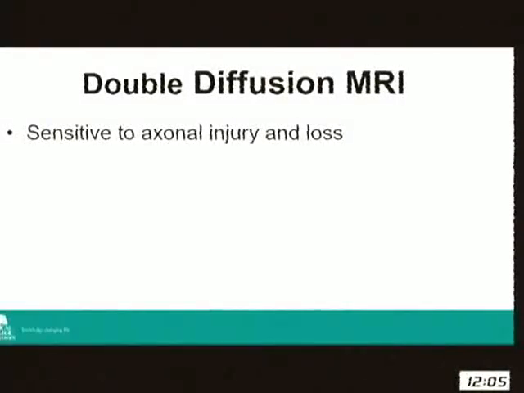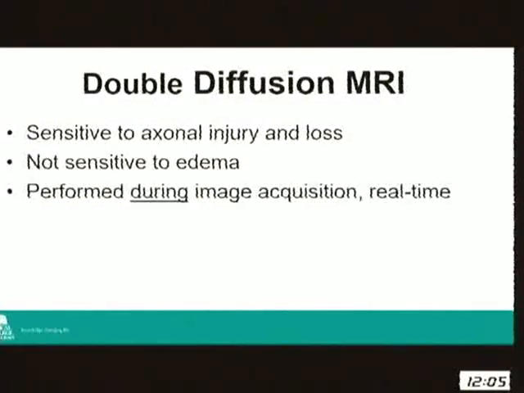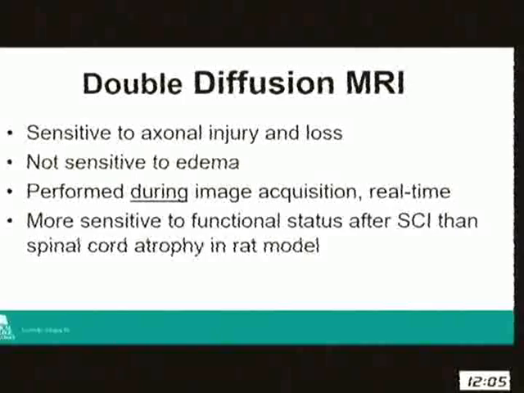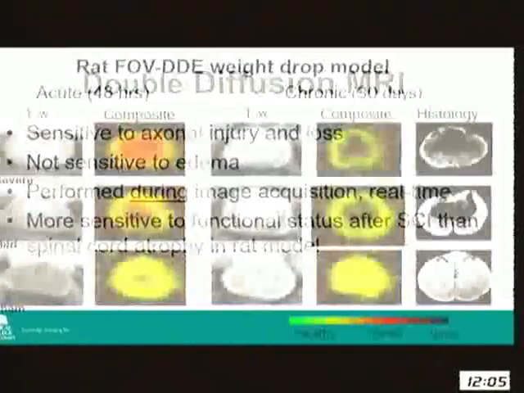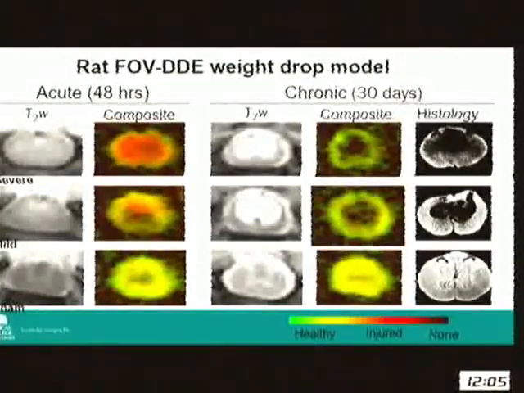So again, with myelopathy, double diffusion MRI is a technique that Matt Buddy's developed that we're using. Again, sensitive to axonal injury and loss, but not sensitive to edema. It's performed during image acquisition, so this can give you real-time data. And again, it's a very short addition to a clinical MRI. And it is more sensitive to functional status after spinal cord injury than spinal cord atrophy is in a rat model.